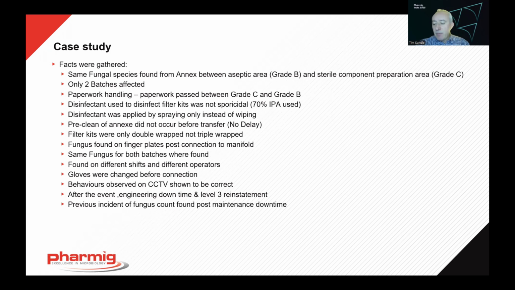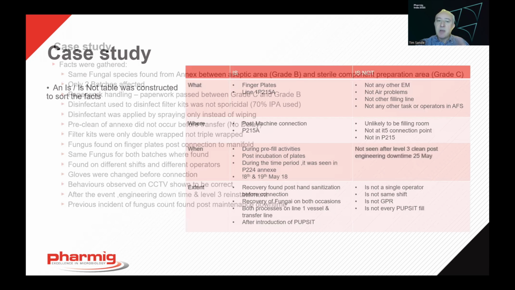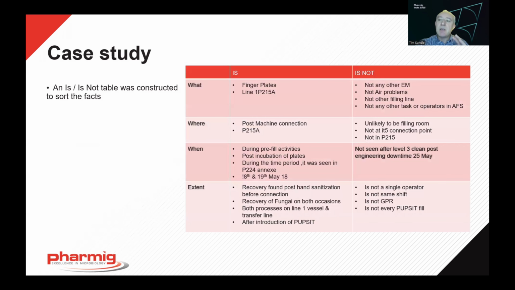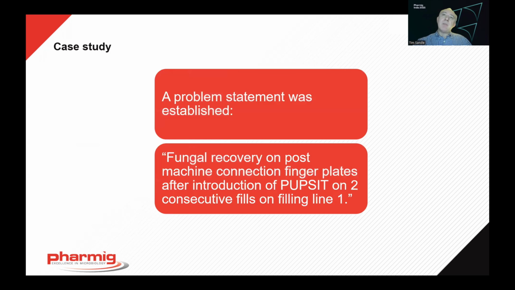So you take all that information, and as part of this investigation, an is/is not table was used. So you're taking each fact and you're saying, yes, it's a confirmed fact, it's something likely, or no, it's something that we can easily dismiss. It wasn't related to this particular scenario. And then it's important from that to form a problem statement.